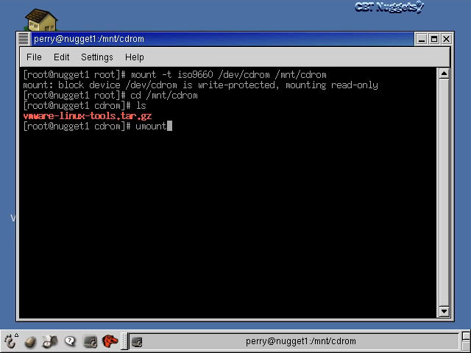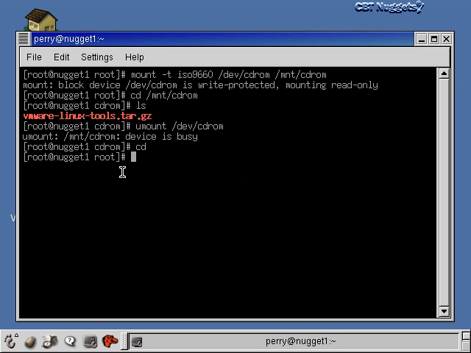Now what I want to do is unmount this file system, or unmount this device. So I'm going to say unmount, and then you can either specify the device that you want to unmount or the mount point that you want to unmount the device from. You can specify either one. So I'm just going to say unmount dev CD-ROM. Oh, and it says the device is busy. Why is that? Well, that's because I'm in the CD-ROM directory. So if I go back to root's home directory now and then do the unmount command, okay, now it did it successfully, and if I do an ls on the mount CD-ROM directory, you'll see that nothing's there.